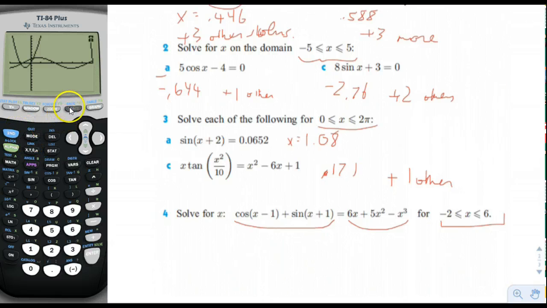So let's find one. We'll do second calc, intersect number 5. First curve's cosines. Second curve is x cubed. Guess, that's fine. The first one it gives us is 0.234. And then to get this one, you just repeat it and you put the cursor close to this one. And that's it.